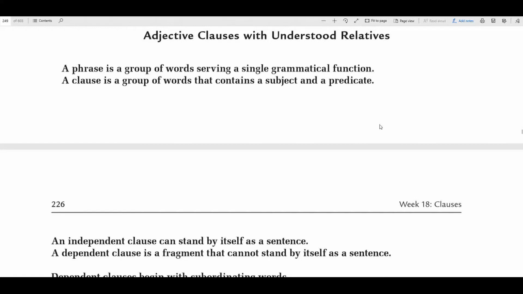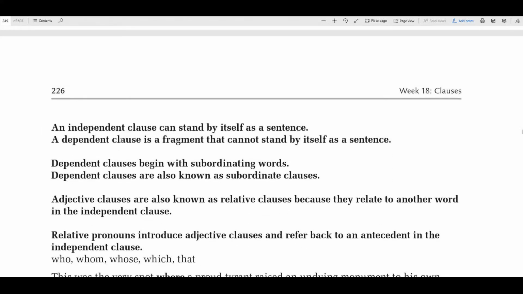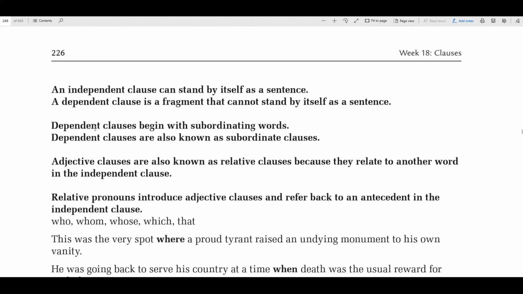So a phrase is a group of words serving a single grammatical function. It may be a verb phrase, a prepositional phrase, or an adjective or adverbial phrase, but it's a phrase. No subject, no predicate. A clause is a group of words that contains a subject and a predicate. An independent clause can stand by itself as a sentence. A dependent clause is a fragment that cannot stand by itself as a sentence, but it still has a subject and a verb. Dependent clauses begin with subordinating words, and those clauses are also known as subordinate clauses.